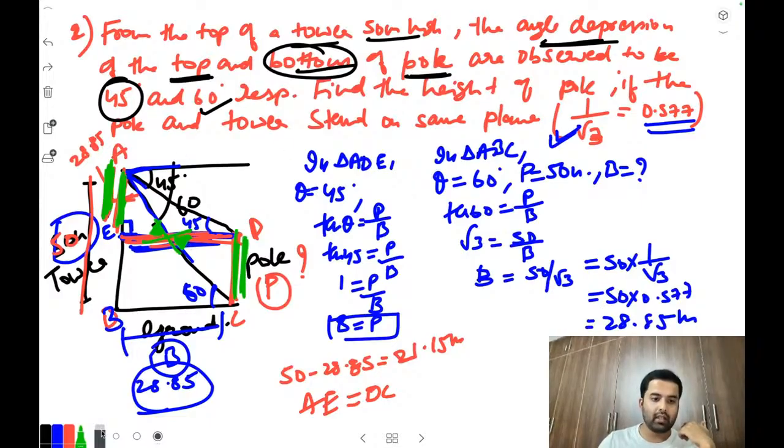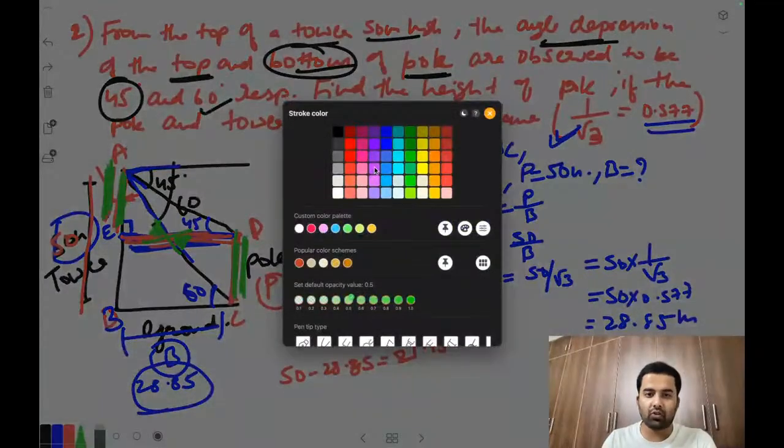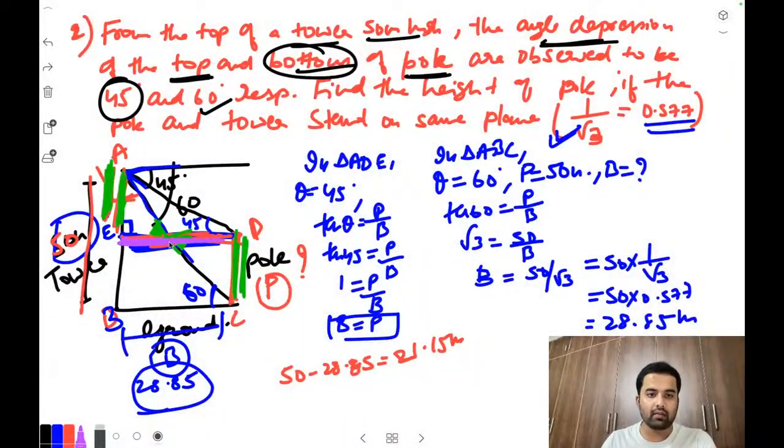Wait, let me clear it. Let me take an easy way. Let me repeat it again. I feel it is getting complicated. First thing, what we did here, first we constructed. Just focus on this pen only. First we made this. We got 45. We applied the AED triangle. We got the base value which is equal to perpendicular, which means this purple color equals this purple color. These two are equal. Fine. Next thing, when we took the big triangle, we got the base value, which means this base value we got, 28.85.